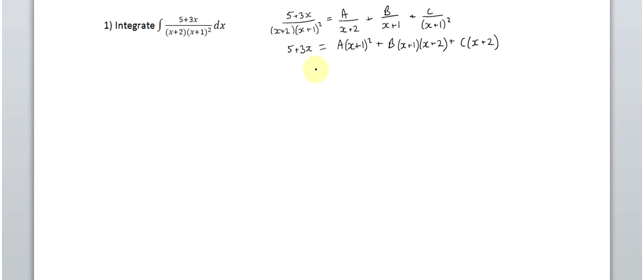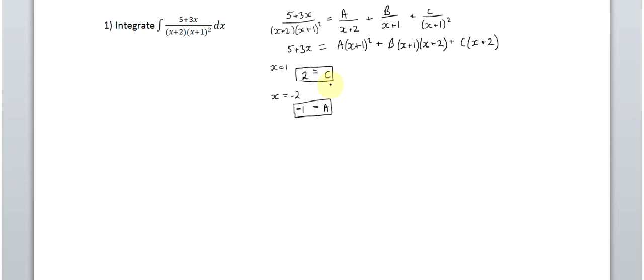Now, if we start off by considering x equals -1, then that gives us 5 minus 3, which is of course 2 on this side, and on this side the A term and the B term vanish, leaving us with the C term, which is C times 1. So there's our first constant. Now we're going to consider x equals -2. That's going to wipe out the C and the B terms. So we've got -1 on the left hand side, and on the right hand side we've got (-2 plus 1) is -1 squared, plus 1, so that's just going to be A. So that's our second value.